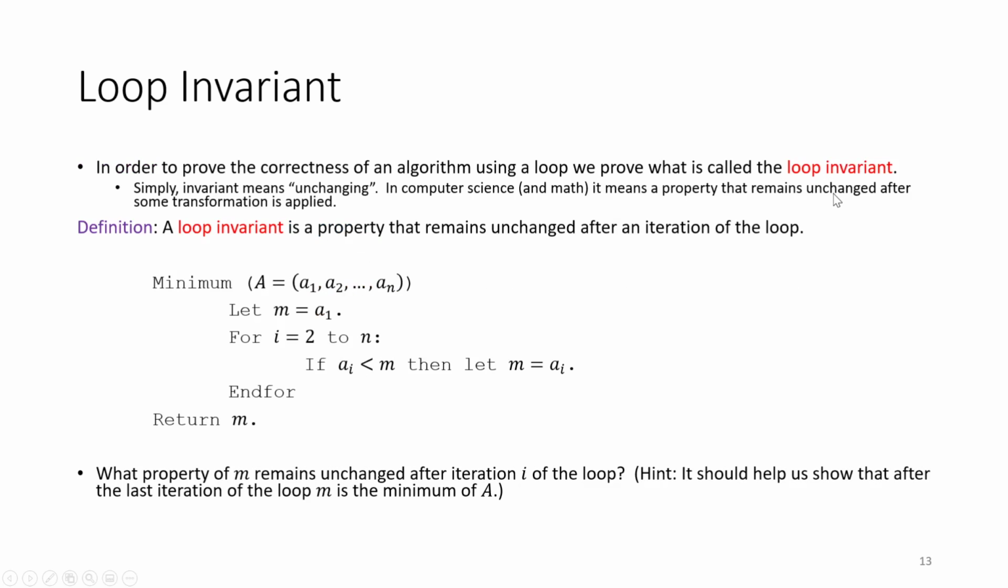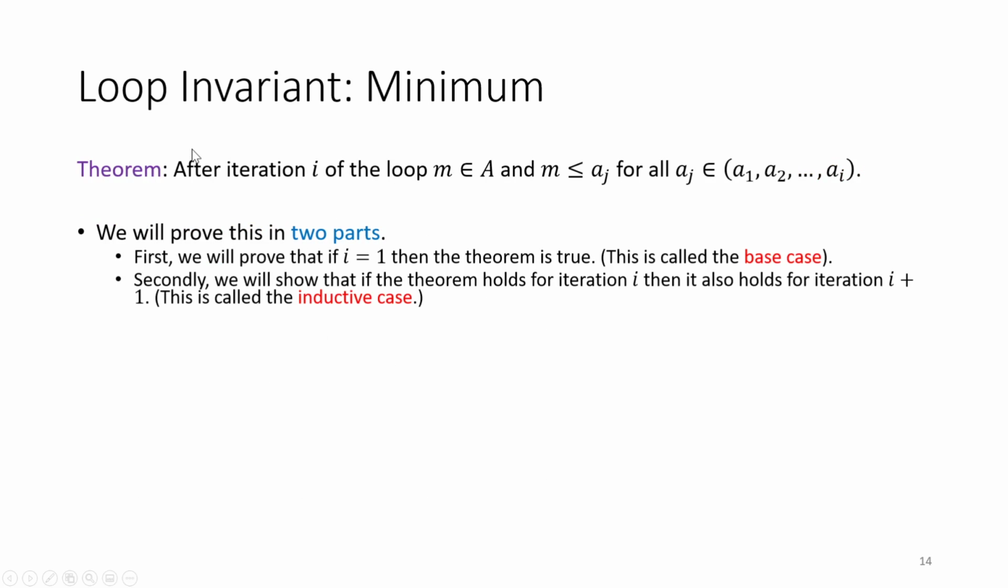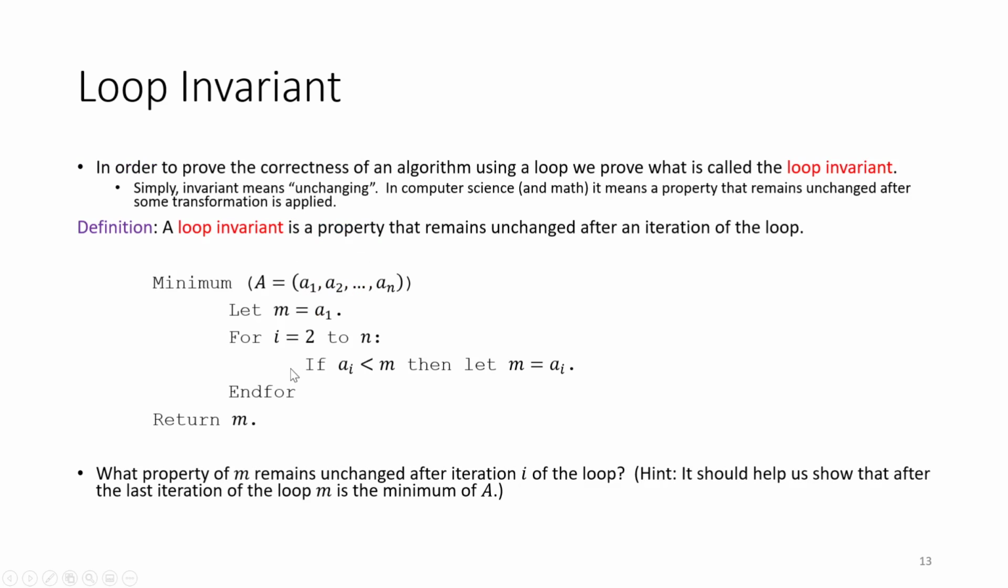Now let's go back and make sure we've got this right. Let's look at the principle again. It says after iteration i. So let's look here. My first iteration is actually iteration i equals 2. When we're done with iteration i equals 2, we will have compared m, which was A1, to A2.